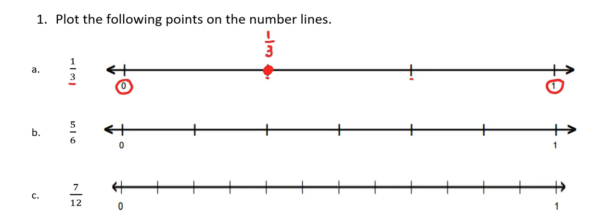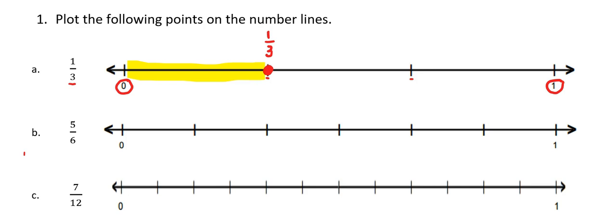Now what I like to do as well is highlight the section from the 0 to the 1/3, so the students understand that we're talking about that whole section as being 1/3. By highlighting that section, I think it gives students a good visual cue on how big that fraction actually is. In the next section, we have 5/6.